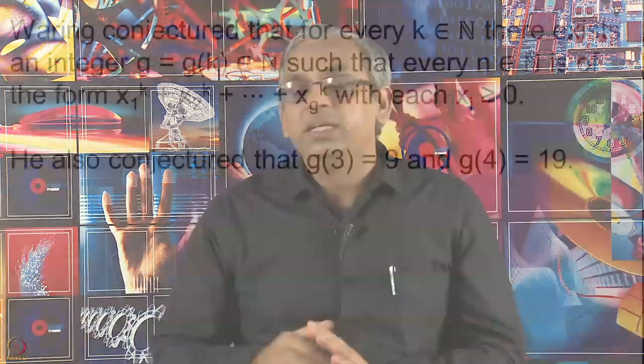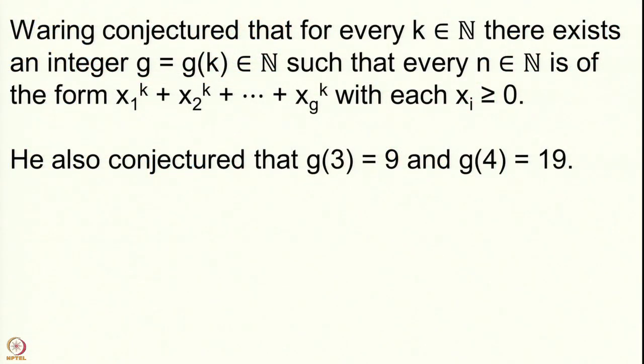But we do not want to write 2020 as 1 plus 1 plus 1 plus 1, 2020 times. We would like to have a finite number. We would like to know that there is a number g depending on k such that my 2020 is a sum of at most g many kth powers. This was stated in 1770 by Waring, and about 130 years later this was proved.